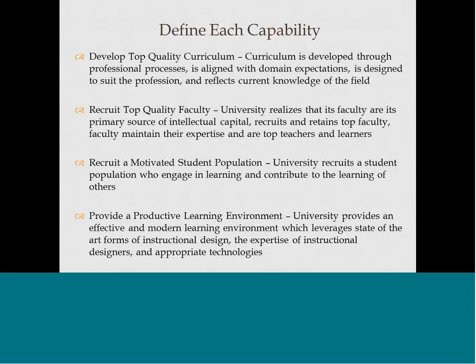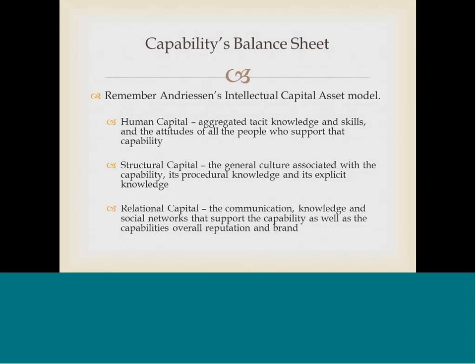Recruiting a motivated student population: the university recruits a student population who engages in learning and also contributes to the learning of others. We also would want to provide a productive learning environment. In this case, the university provides an effective and modern learning environment which leverages state-of-the-art forms of instructional design, the expertise of instructional designers, and appropriate technologies. So let's now walk through the different kinds of intellectual capital assets that would support those 4 sub-capabilities.